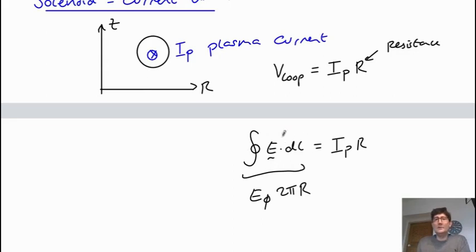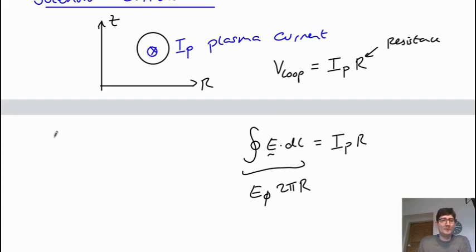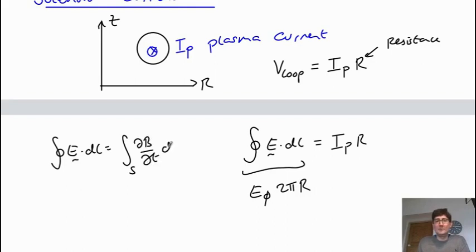Okay, so now we can use the induction equation to work out what this is. So if you remember electromagnetism, we have integral of E dot dl is the integral over the surface of dB by dt, so this integration over surface. And so if we're driving a current through the plasma, then the loop goes around the plasma, and so the surface goes essentially through, this is S, dS.